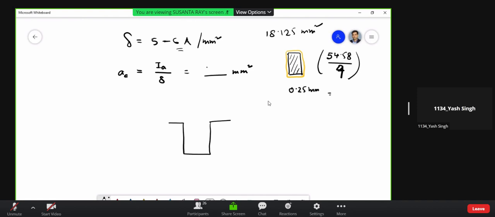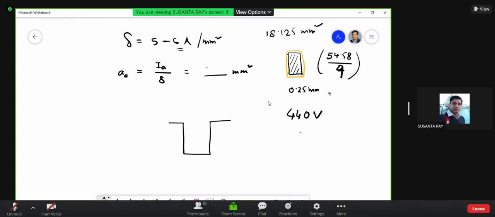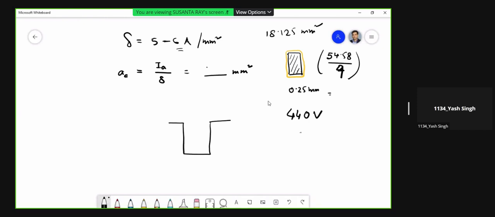Okay, sir. What is the voltage? 440 volts. 440 volt DC. Okay. And what is the current in each parallel path? Sir, my current is 77.48 amperes for 30 kilowatt.